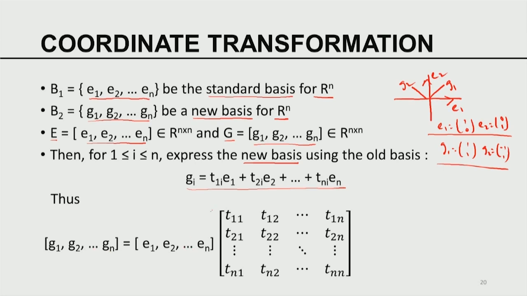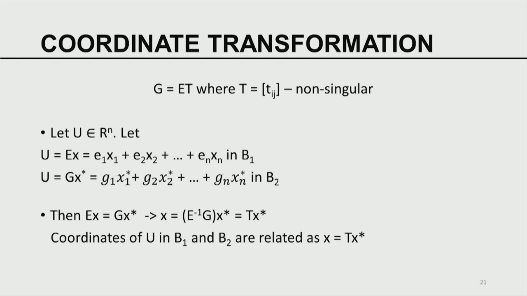The matrices E and G are related through the elements t. It can be easily verified that this relation is very fundamental. This is for one gi. If I consider all the gi together, this is the resulting relation. So now you can see G is related to E through this matrix T. You can think of T as a transformation that relates the new basis with the old basis. We can denote it as the new basis equal to the old basis times T, and T is the transformation, and it can be shown that the transformation is non-singular.